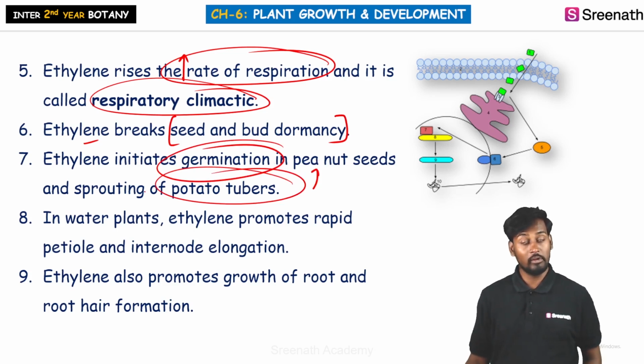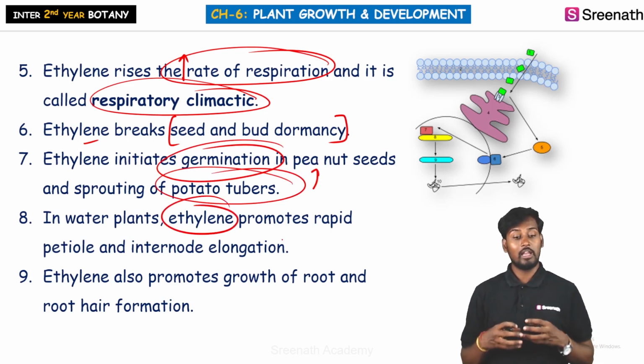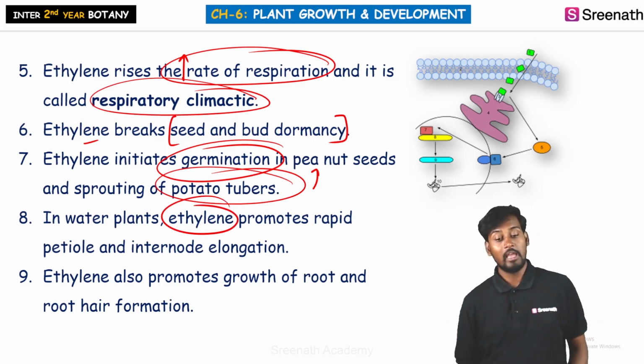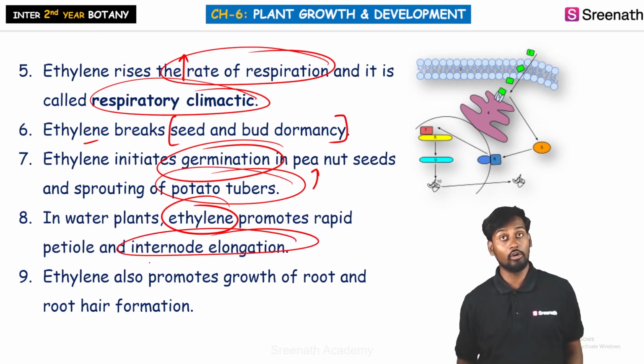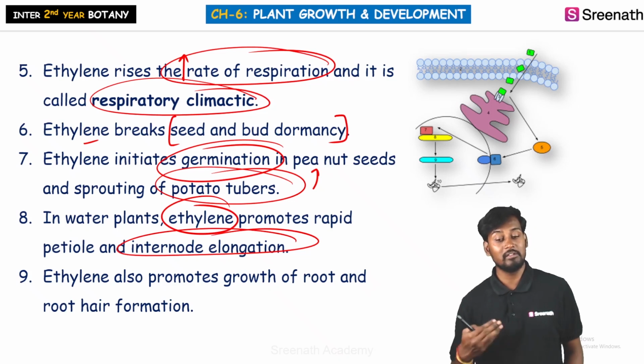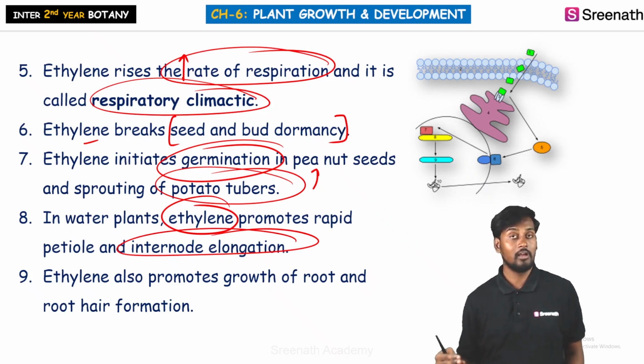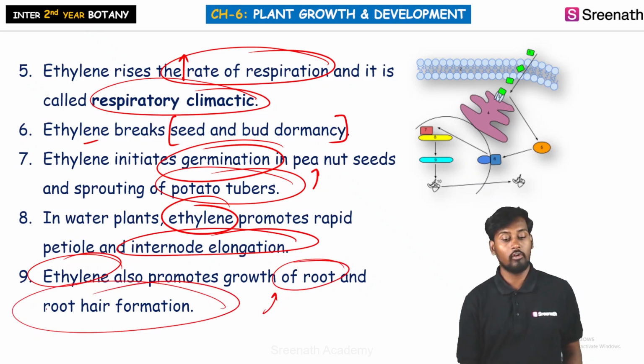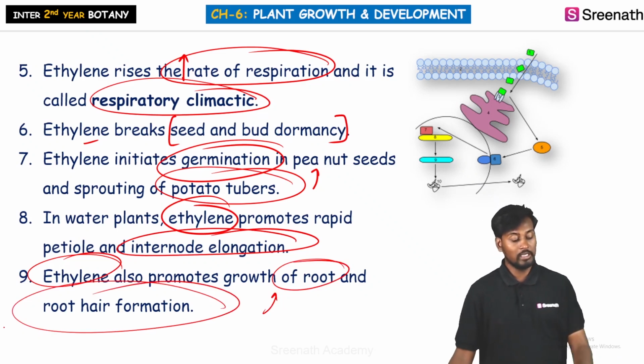In water plants especially, ethylene generally causes rapid elongation of the petiole, that is of the leaf, and it is also involved in internodal elongation. So in water plants, for example lotus or water lily, ethylene generally promotes rapid petiole elongation and also internodal elongation. And we can see ethylene also promotes the growth of the root and also root formation. So that is about ethylene.